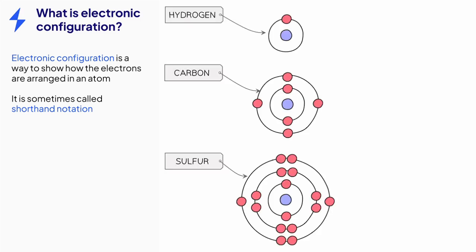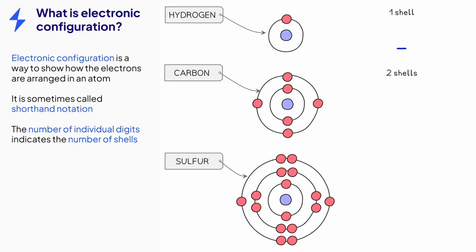Electronic configuration tells you how the electrons are arranged in the shells around an atom. You may also hear it called shorthand notation. We will use hydrogen, carbon, and sulfur as examples. Electronic configuration is given as a series of digits. The number of digits tells you how many shells there are. For example, hydrogen has 1 shell, so it will have 1 digit.